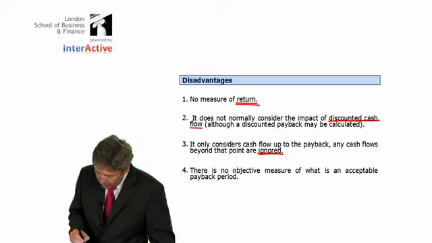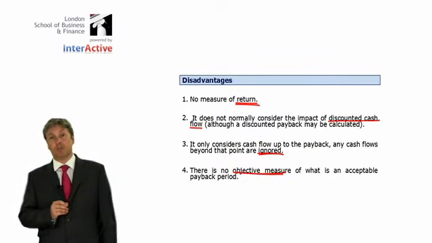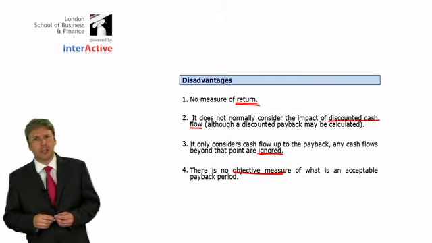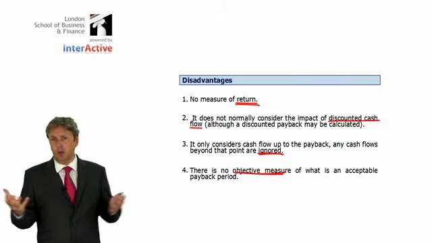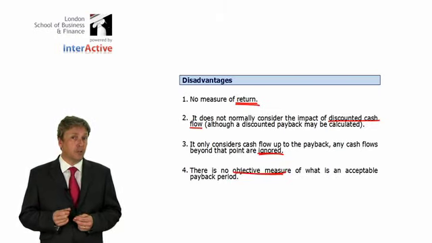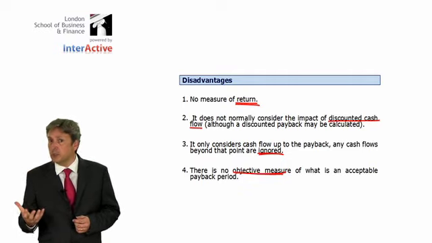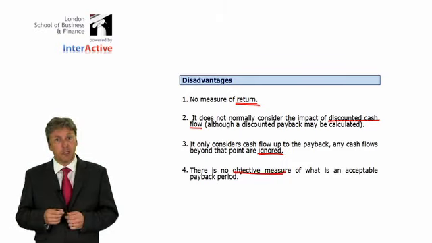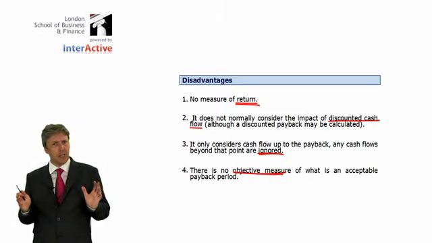And of course, there is no objective measure of what is an acceptable payback period. To give you an idea, when I had a proper job many years ago, payback for a piece of industrial equipment would be, well, we would normally expect less than 3 years. Something less tangible, maybe less than 2 years. And something of more infrastructural perspective, we would accept a longer payback period. So highly subjective.